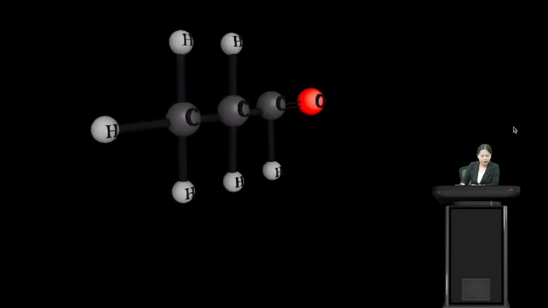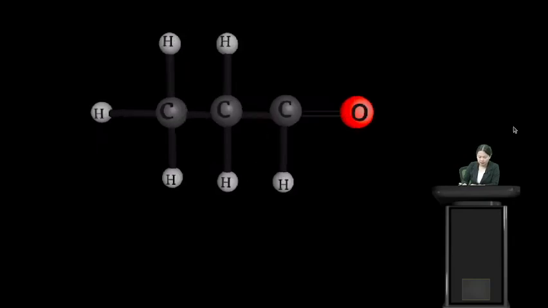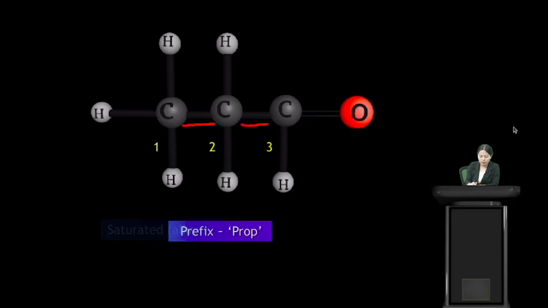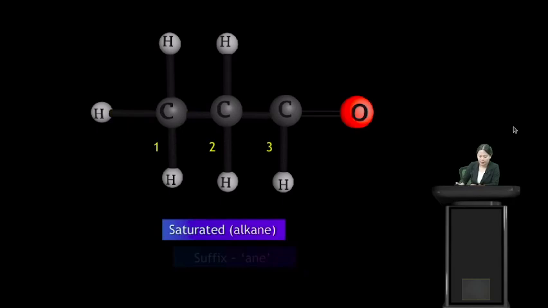We have another compound here. We have 3 carbons. So the prefix will be prop. Okay, there is only a single bond between the carbon atoms. So it is saturated and it is an alkane. So the suffix will be ANE.